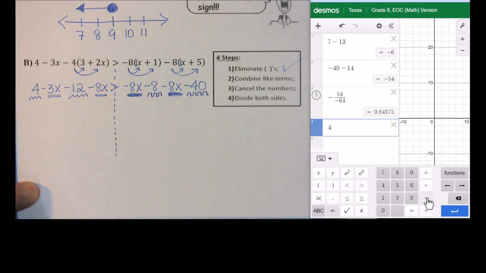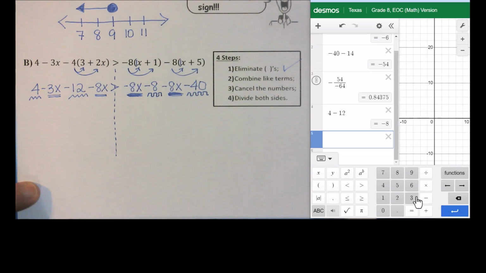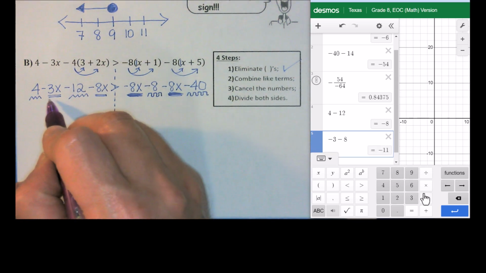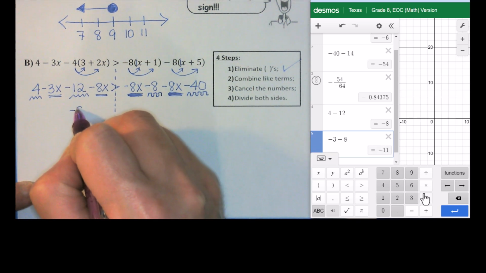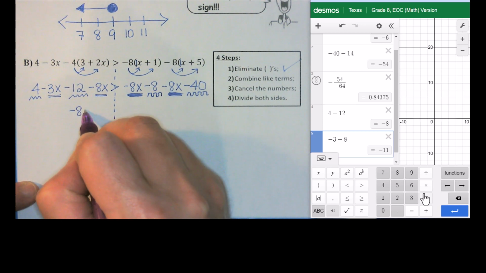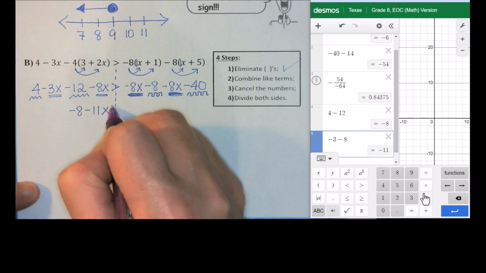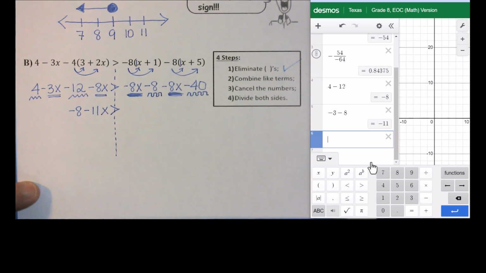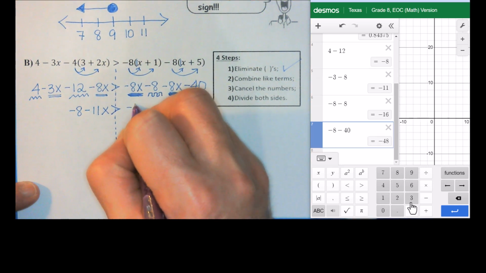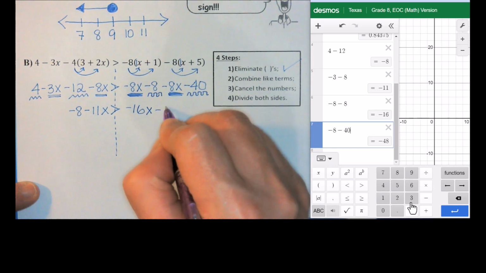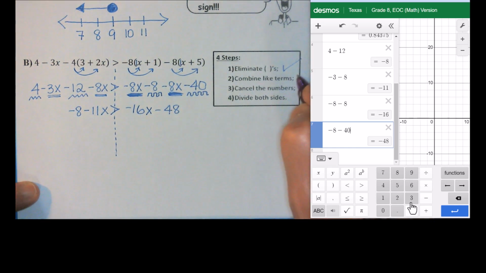Now that I have that, I can go ahead and go to the calculator and just perform the operations. So 4 minus 12. And then we also have -3 minus 8. So right there, 4 minus 12 is -8. -3 minus 8 is -11x. Greater than, and on the other side I have -8 minus 8. And I also have -8 minus 40. So -8 minus 40. And I get -16x minus 48. So I finished the second step.